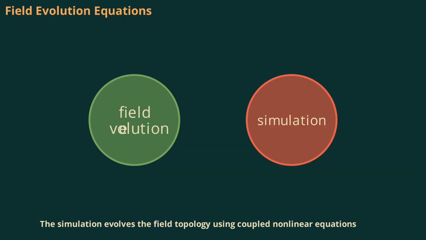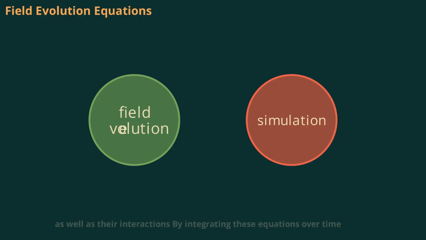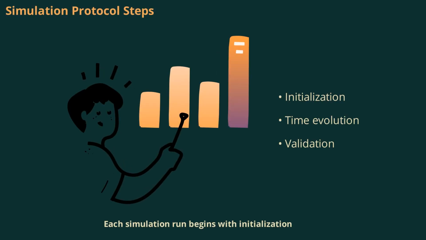Simulation evolves the field topology using coupled nonlinear equations. These equations govern the dynamics of phononic, polaritonic, and plasma fields, as well as their interactions. By integrating these equations over time, the simulation predicts how the craft will respond to various control inputs and environmental conditions. Each simulation run begins with initialization, setting control parameters and excitation profiles.